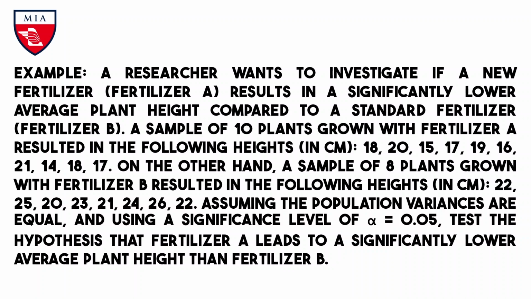On the other hand, a sample of 8 plants grown with fertilizer B resulted in the following heights in centimeters: 22, 25, 20, 23, 21, 24, 26, and 22. Assuming the population variances are equal. Let's take note of this phrase, equal. And using a significance level of alpha equal to 0.05, test the hypothesis that fertilizer A leads to a significantly lower average plant height than fertilizer B.